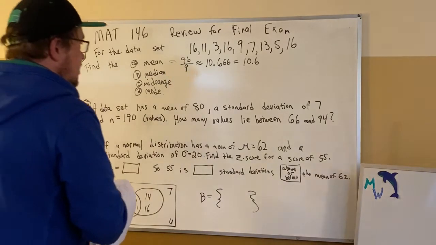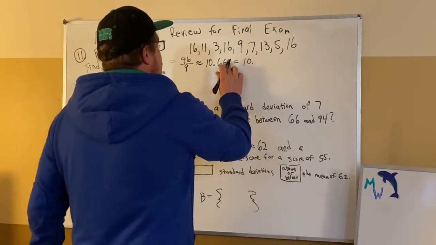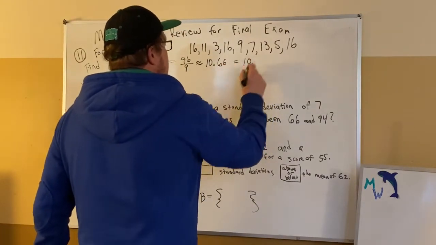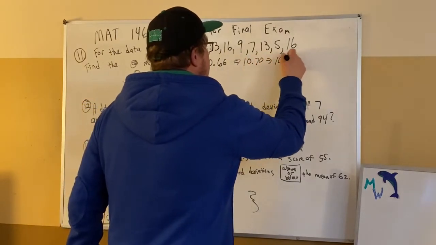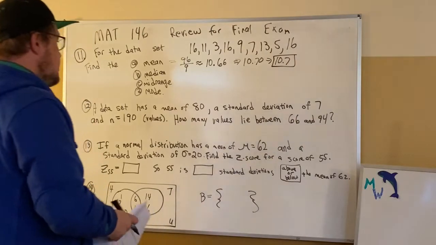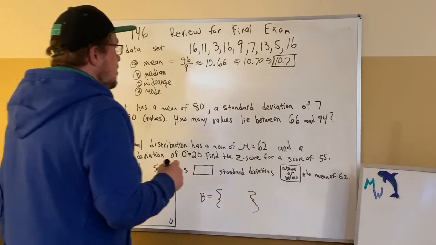Oh, 10.666, yeah, it is 1 decimal place. So we'll look at 10.66, which looks more like 10.70 and get us 10.7. 10.66 rounds up to 10.7. The median requires these to be put in order.